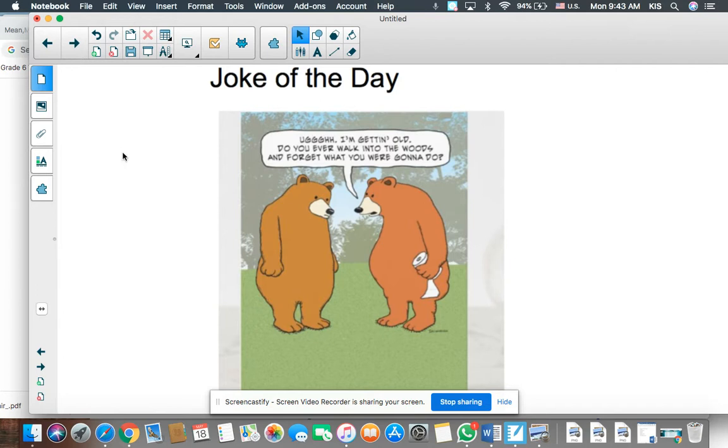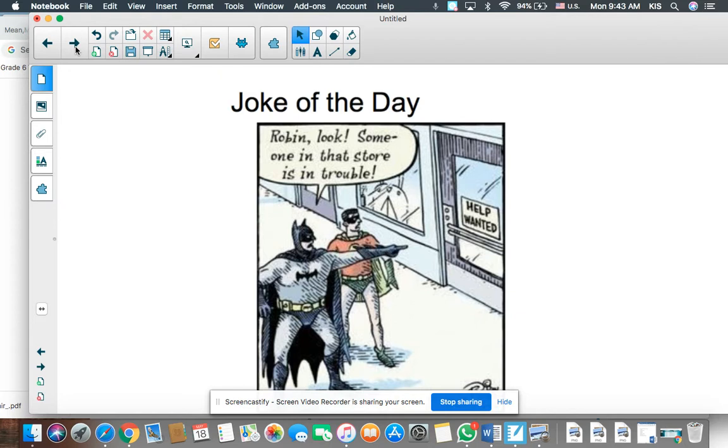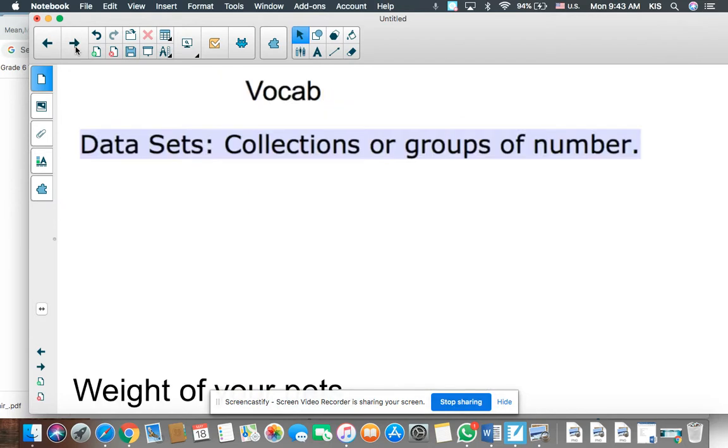Some jokes. Oh, I'm getting old. Do you ever walk into the woods and forget what you're going to do? Robin, look, someone in that store is in trouble.